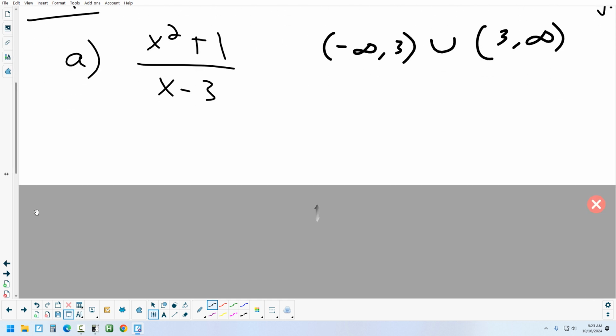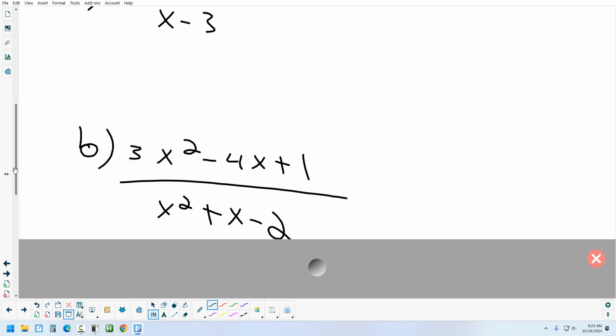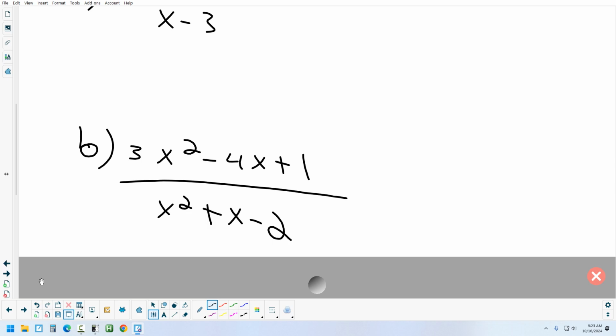Okay, let's check this one. What do you think we're going to have to do first here to figure out the domain? Yeah. Find the zeros. That's what all of chapter 3 was about. Take and find the roots of the denominator. Once we find those roots, then the domain is everything except those numbers.